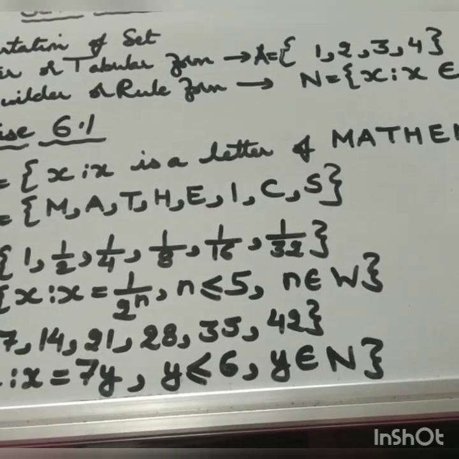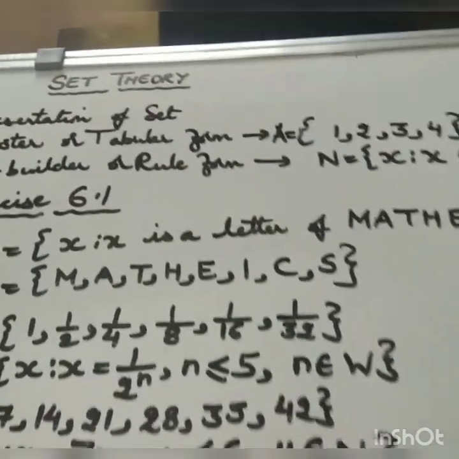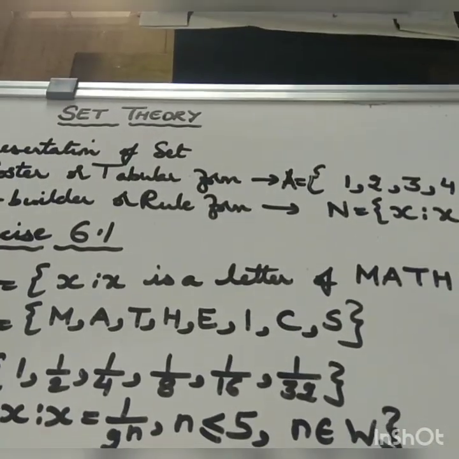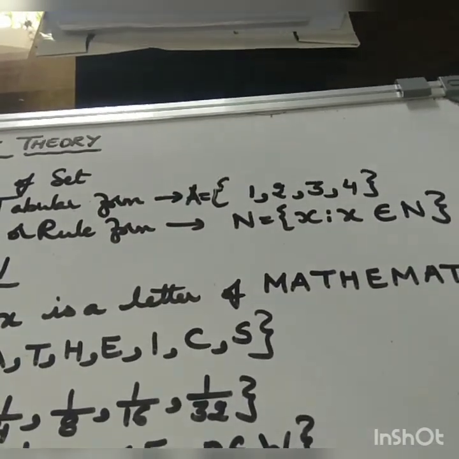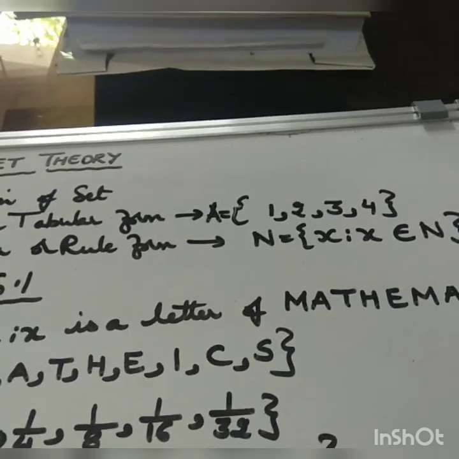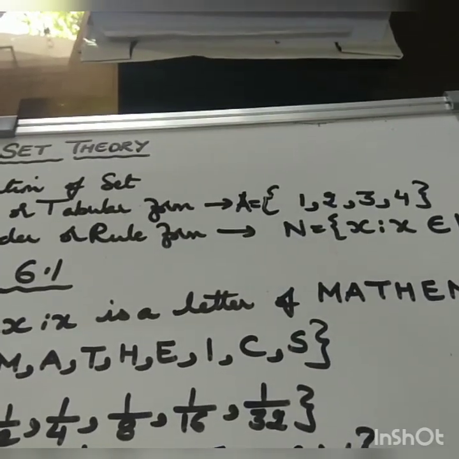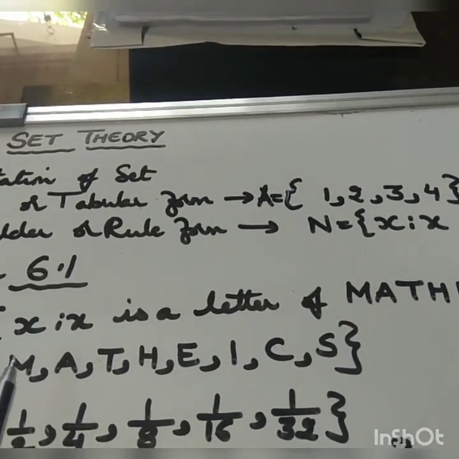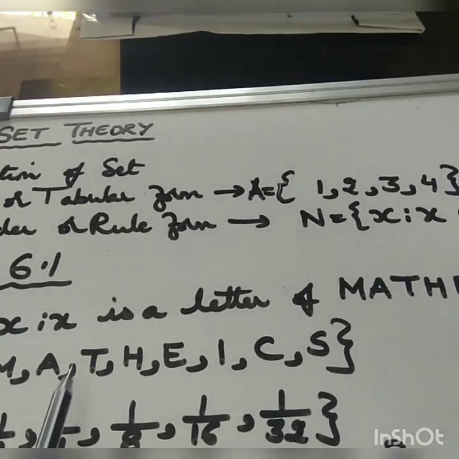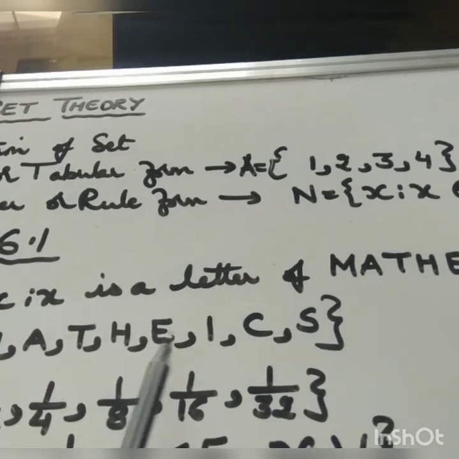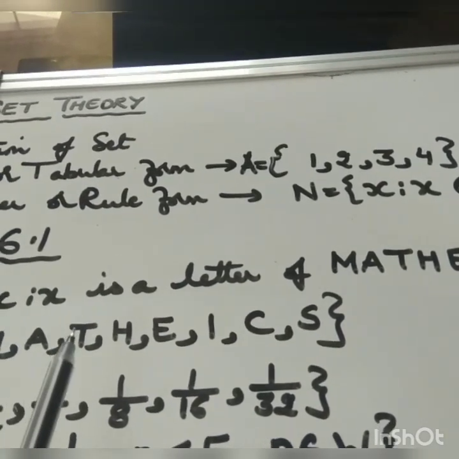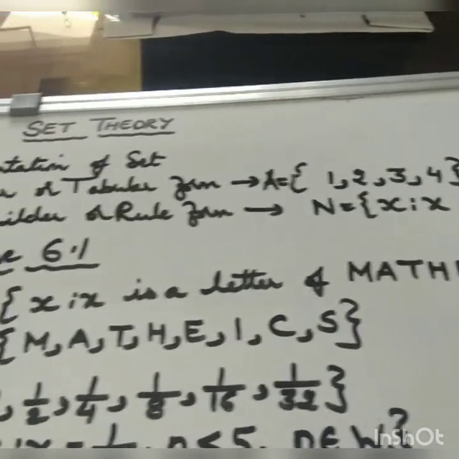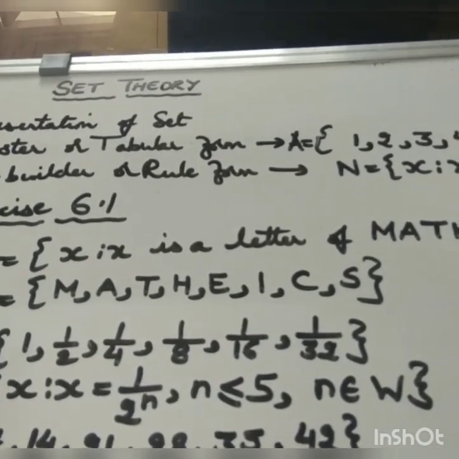X such that x is a letter of mathematics. Now you know x is a letter of mathematics means you have the letters which are in the complete word mathematics. Now the letters which are occurring 2 times, we don't write them twice, we write them only once. So M, A, T, H, E, I, C, S. M, A, T are occurring twice, but I have not written them again. So this is how you can write down tabular form or roster form.